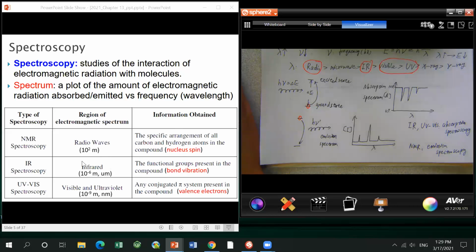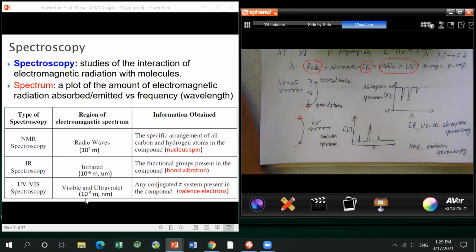And then infrared has relatively higher energy and shorter wavelength. This energy can match the bond vibration energy, polar bond vibration, and can provide information about the functional groups, like whether there's an aldehyde, an alcohol, or an acid in the molecule.